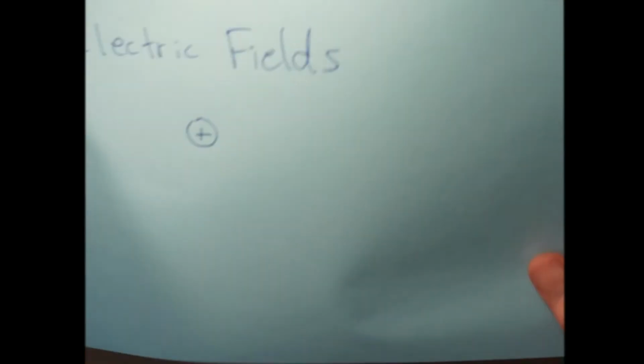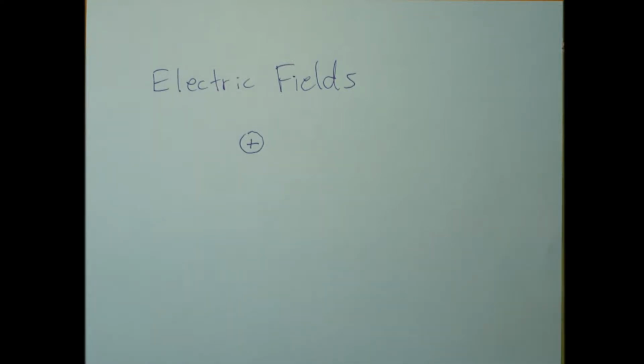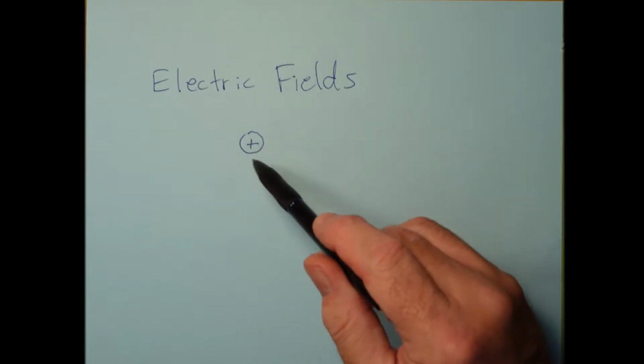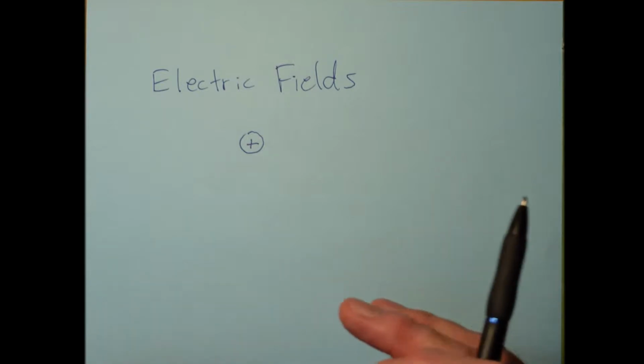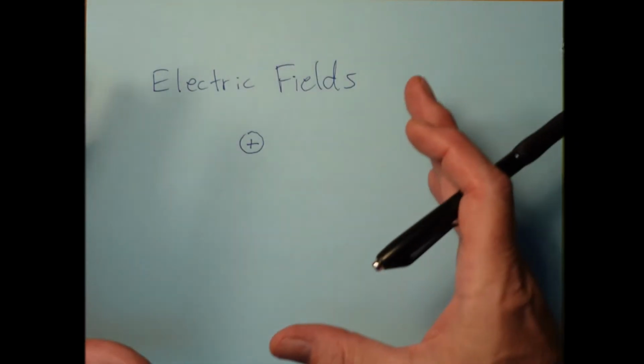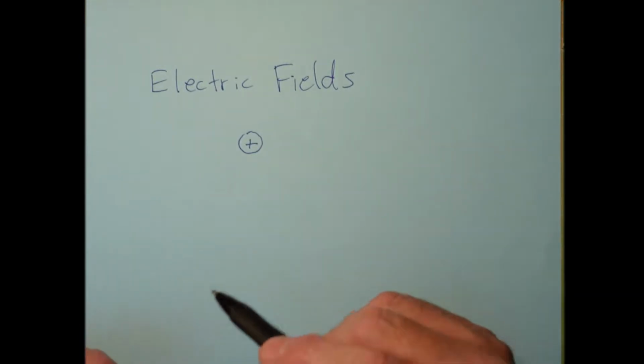All right, let's begin by talking about electric fields. Electric fields are a way to understand how charged particles interact with one another. So imagine that we have a charged particle here, positive charge in this case. The electric field is something that surrounds the particle in all regions, and it extends infinitely far into space.